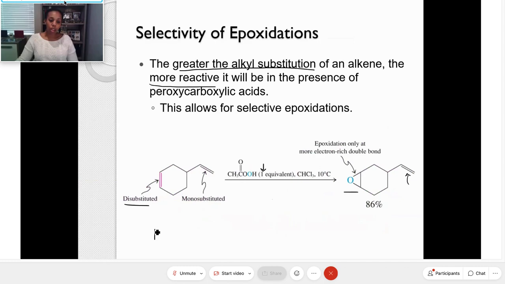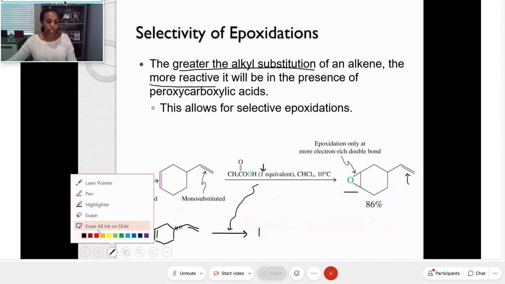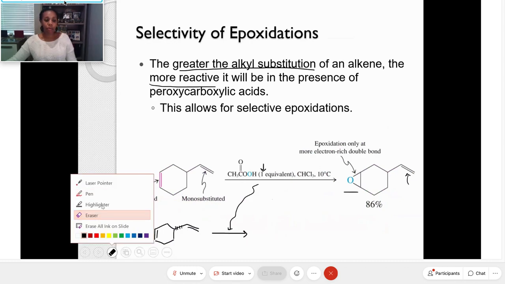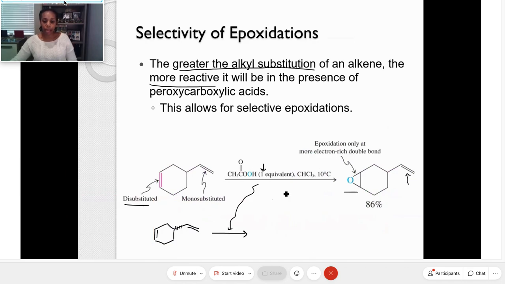So let me draw this to show you something else here. And I'm going to give this some stereochemistry. So we have our double bond, and I'm going to give this some stereochemistry because it is the chiral carbon. So if we do this reaction, same conditions that we see here, we're going to get some products where we need to show stereochemistry. So remember I said, everything that we're doing in here, stereochemistry matters.